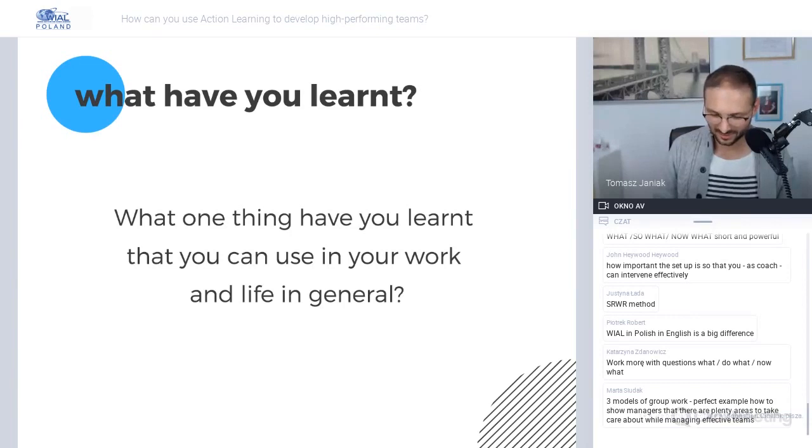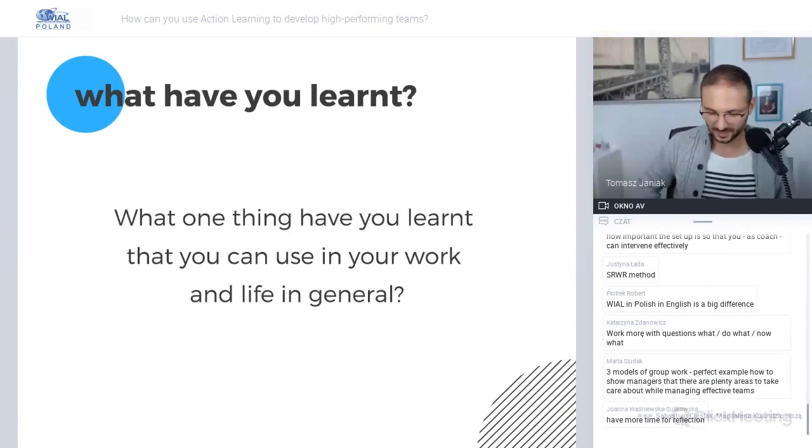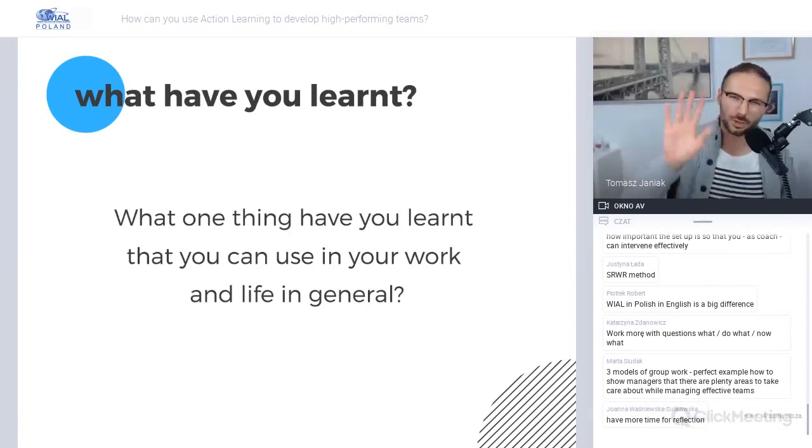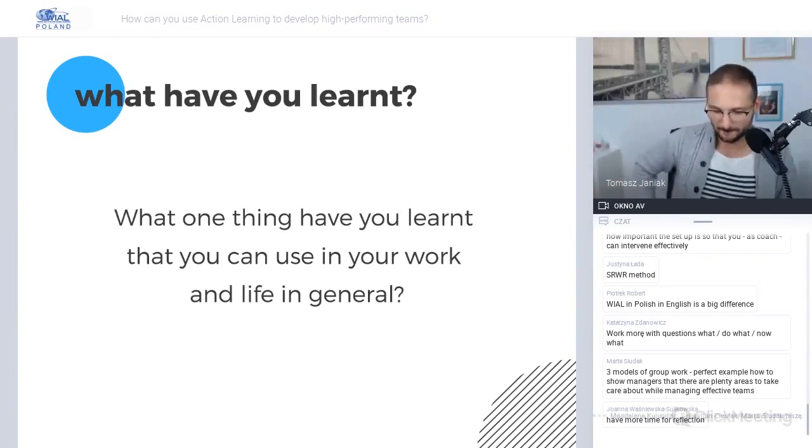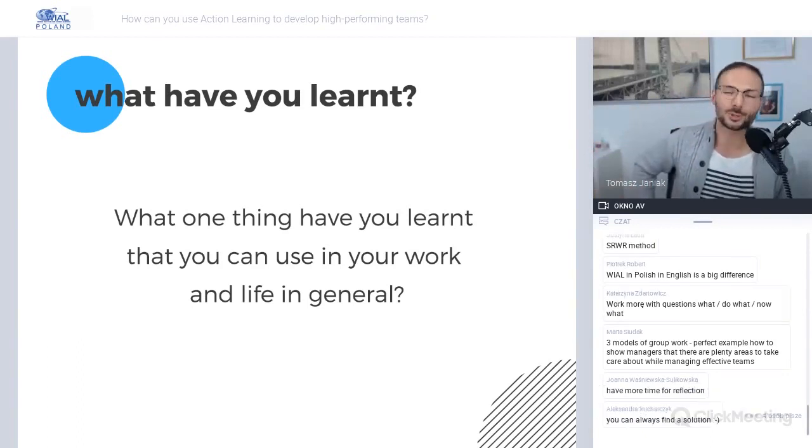SRWR method, okay. Three models of group work. Yeah, you can actually use these three models and show them to the team and discuss them with the team. That's useful too. More time for reflection. Ernie Turner would be proud.